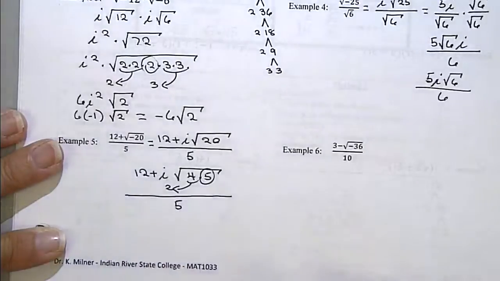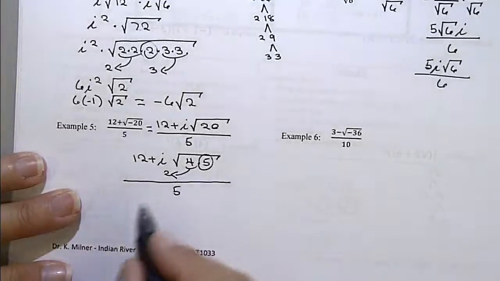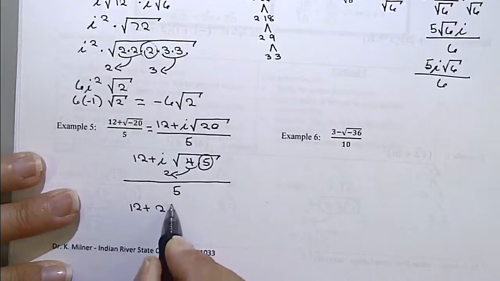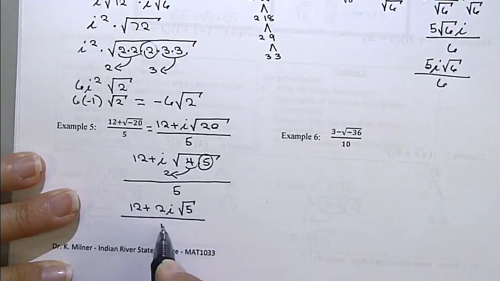Don't forget, all that work I'm doing in the numerator, the denominator is still a 5, isn't it? So what do I have? I have 12 plus 2i times the square root of 5, and it's all over a denominator of 5.